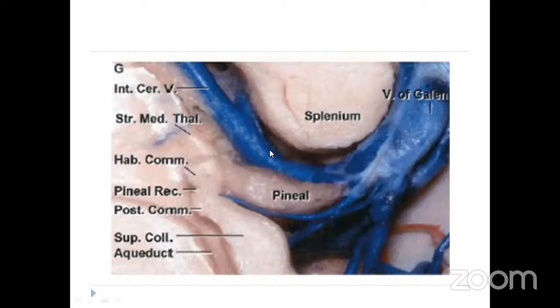Now, in relationship with the posterior part of the third ventricle, we can see that part of the corpus callosum lies there, and the splenium, which is a part of the corpus callosum, lies posteriorly to the third ventricle. The vein of Galen and the basal vein of Rosenthal join to form the internal cerebral veins, and the pineal gland is in relationship with the posterior part of the third ventricle, with the habenular commissure, as you can see, and the pineal recess. And this is the posterior commissure, as just shown in this diagram.